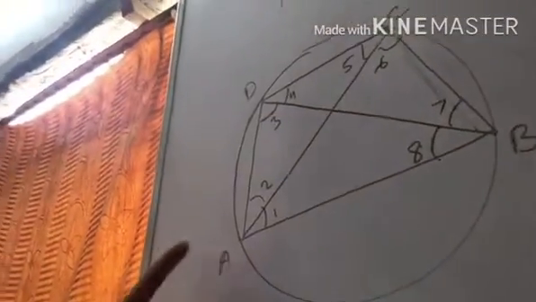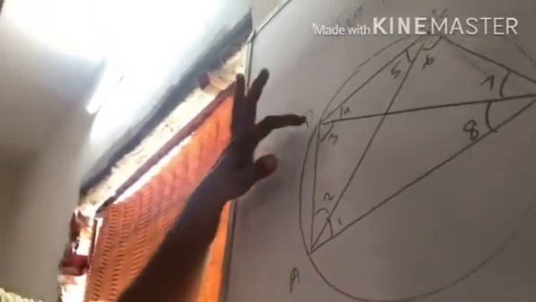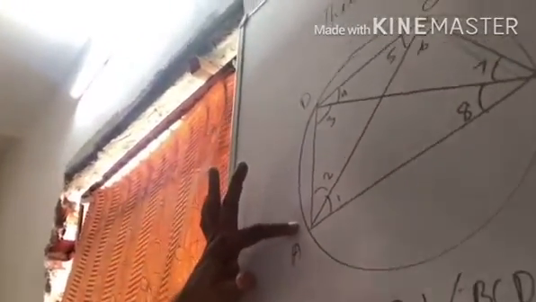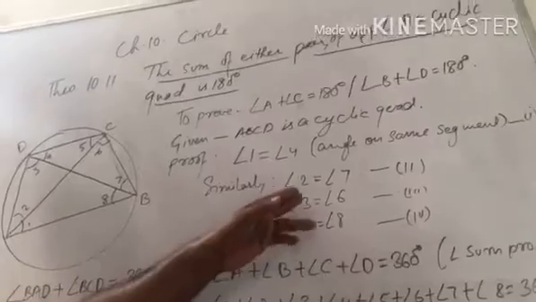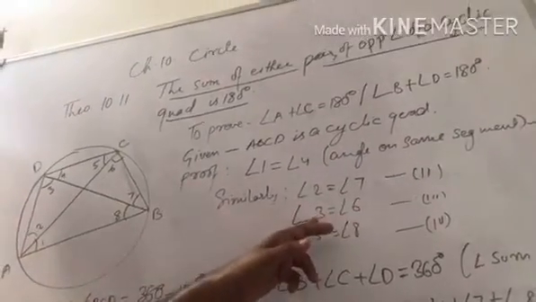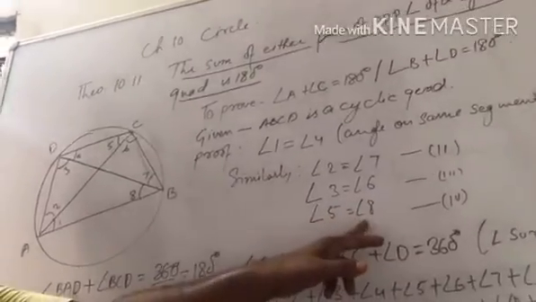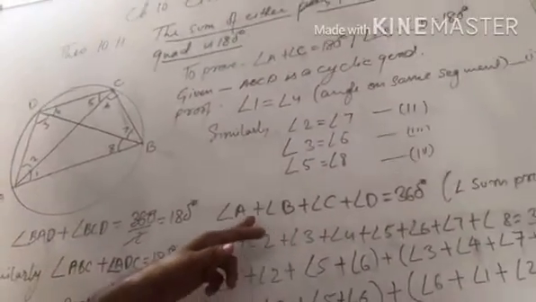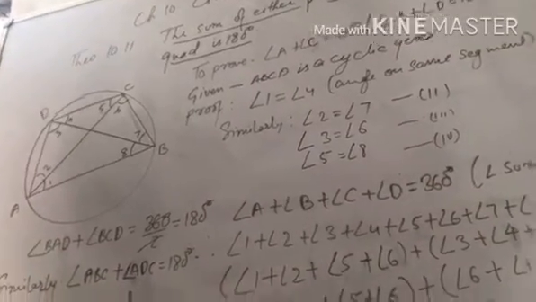Now look at this circle again. This is angle number 1 and this is angle number 4. And see, they are on a common segment or common arc. Similarly, angle 2 is equal to angle 7, angle 3 is equal to angle 6 and angle 5 is equal to angle 8.